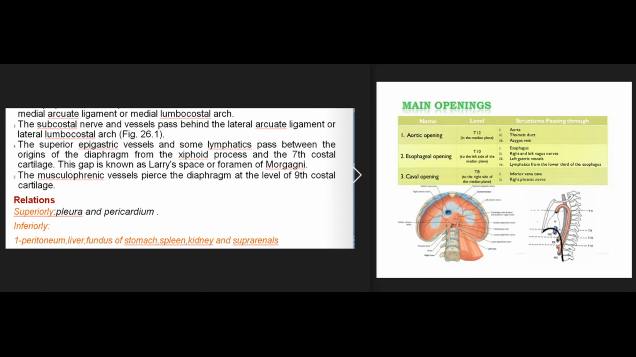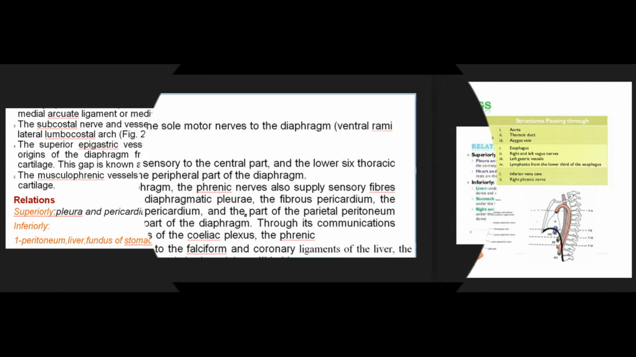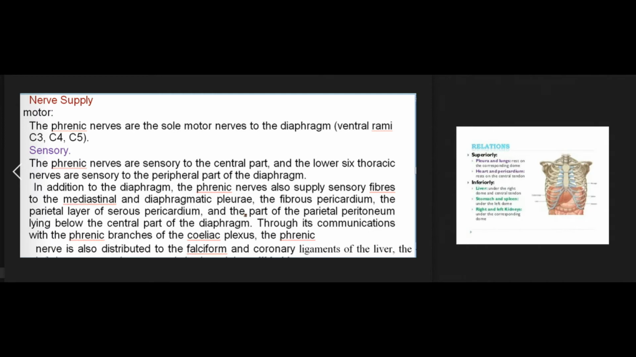Relations. Superiorly: pleura and pericardium. Inferiorly: peritoneum, liver, fundus of stomach, spleen, kidney and suprarenals. Nerve supply, motor. The phrenic nerves are the sole motor nerves to the diaphragm, ventral rami C3, C4, C5. Sensory. The phrenic nerves are sensory to the central part, and the lower 6 thoracic nerves are sensory to the peripheral part of the diaphragm.